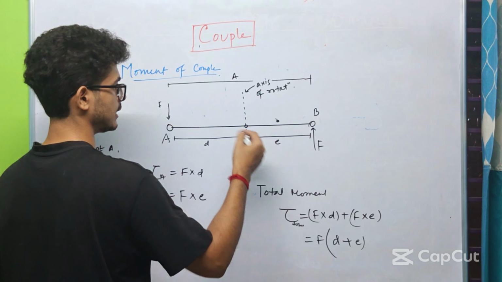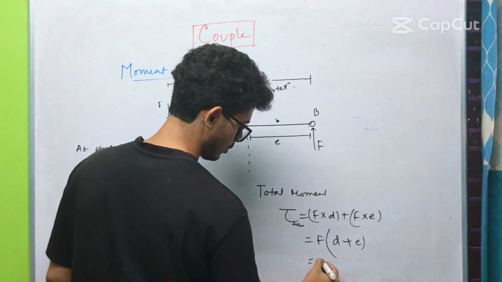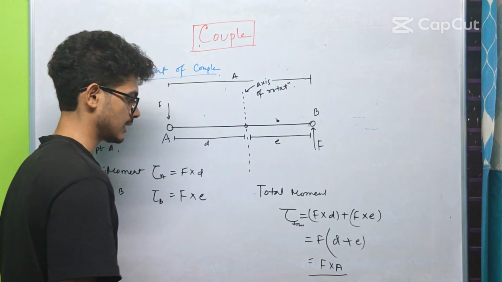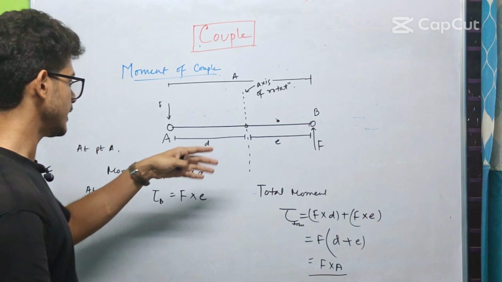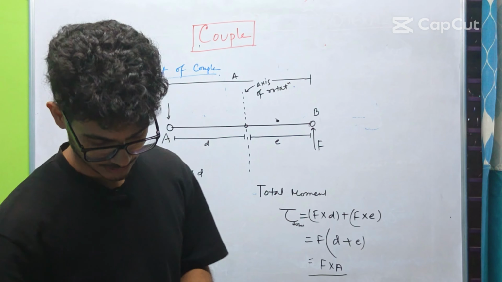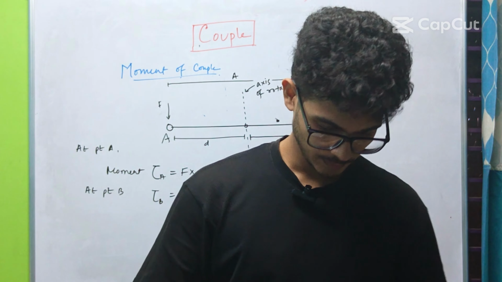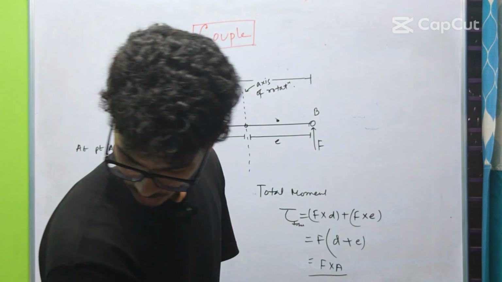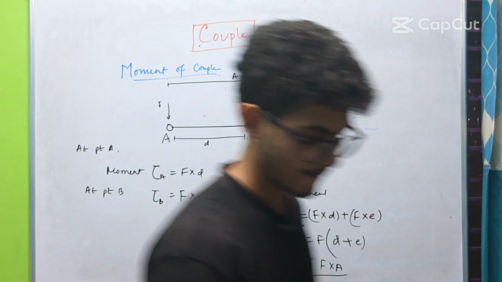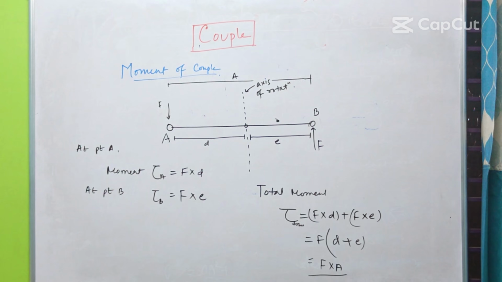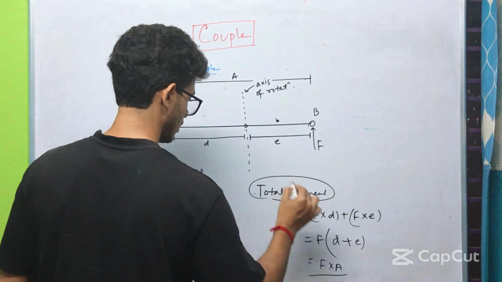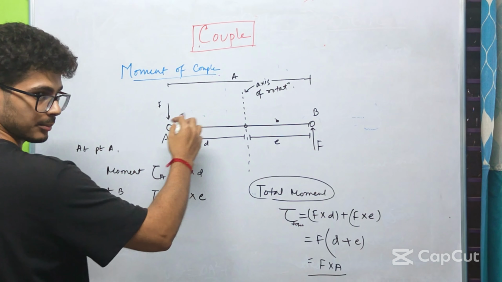Now what is D plus E? This was A. Now F into A is the final result. This is the total torque which is acting on the body to make it rotate. So we got the total moment of the pair of forces, that is the couple.